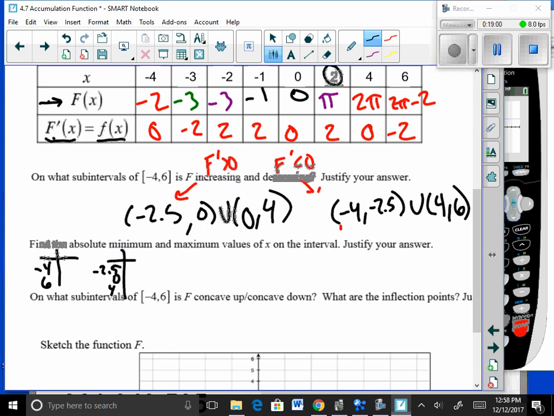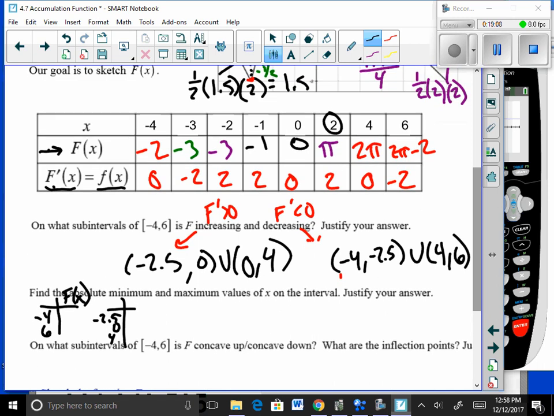Now I already have the answer for f on most of those because we figured that out when we did the first line of the chart. So f at -4, from the chart, that tells me that one was -2. At 6, it tells me that was 2 pi minus 2. I don't know -2.5, but I do know 0. 0 was 0, and 4 was 2 pi. So I do need to figure out -2.5.